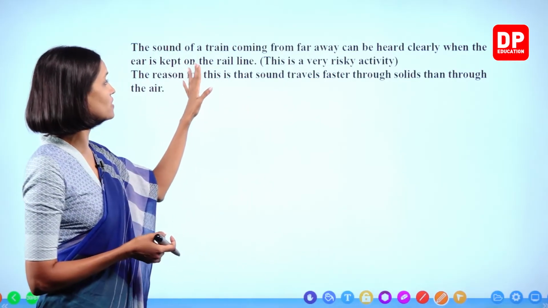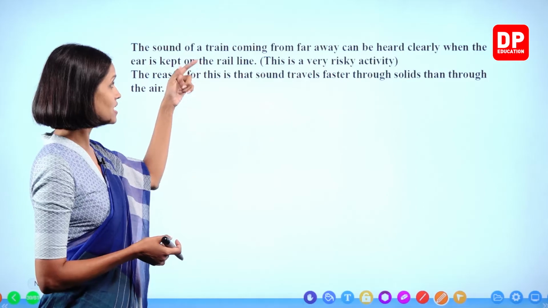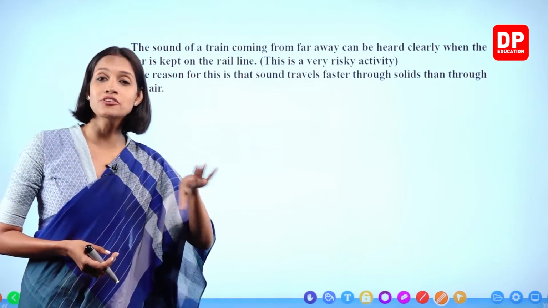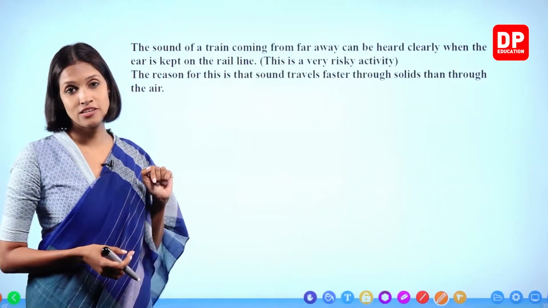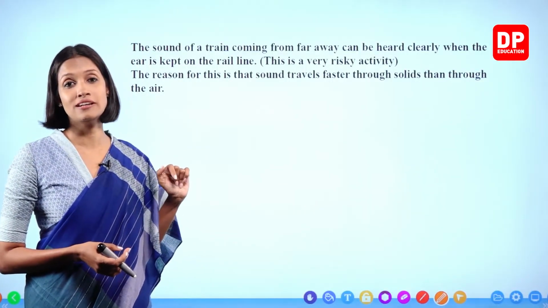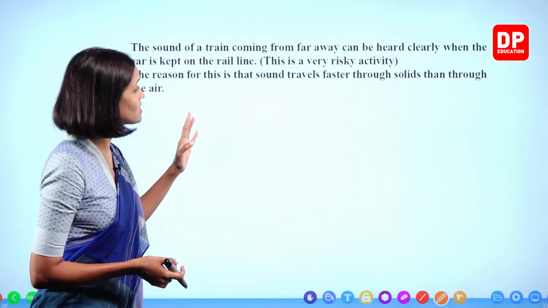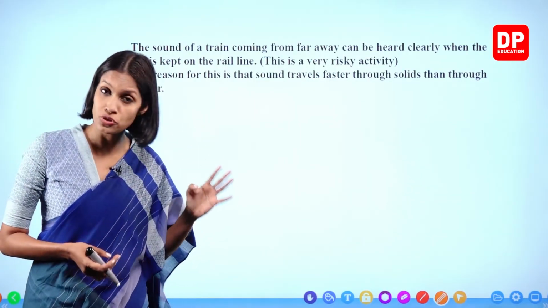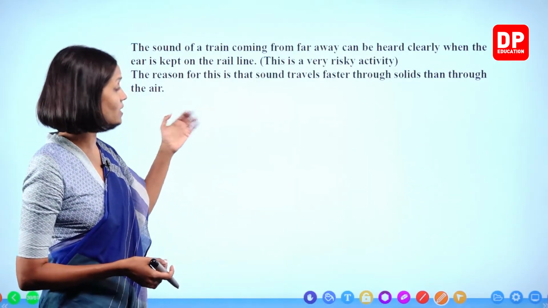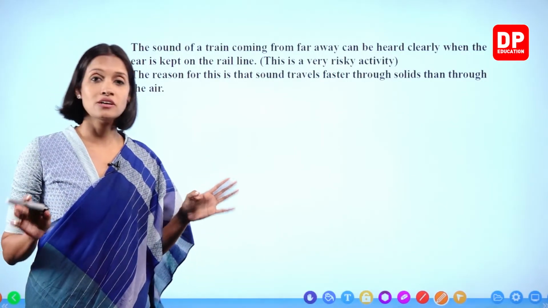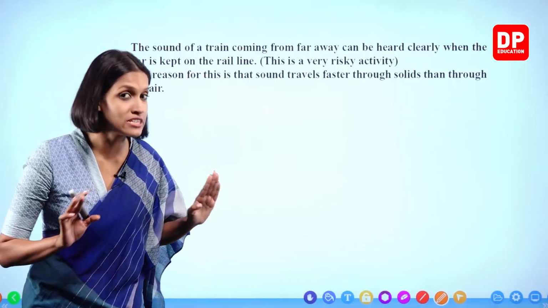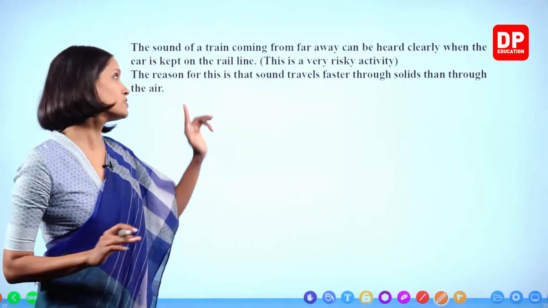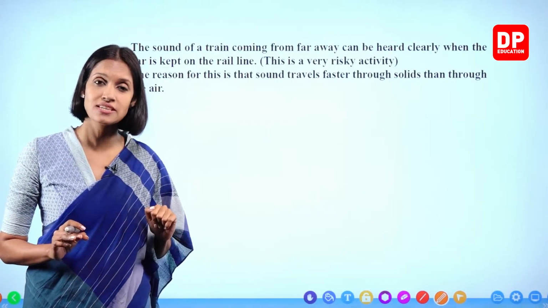Okay. Here, the sound of a train coming from far away can be heard clearly when the ear is kept on the rail line. So this is another method to prove that sound travels through solids faster than through air. But this is very risky. You should not try this at all. Okay, this is a very risky activity. Or if you want to try, you can try it with the help of your mother or father, right? With the help of an adult. Without an adult, you should never ever try this type of risky activity, right?